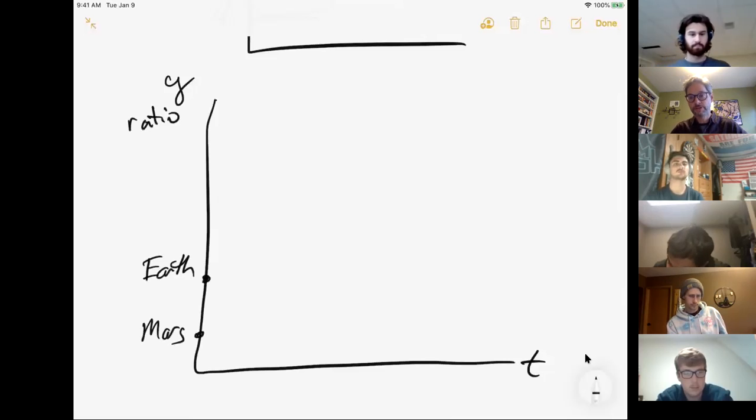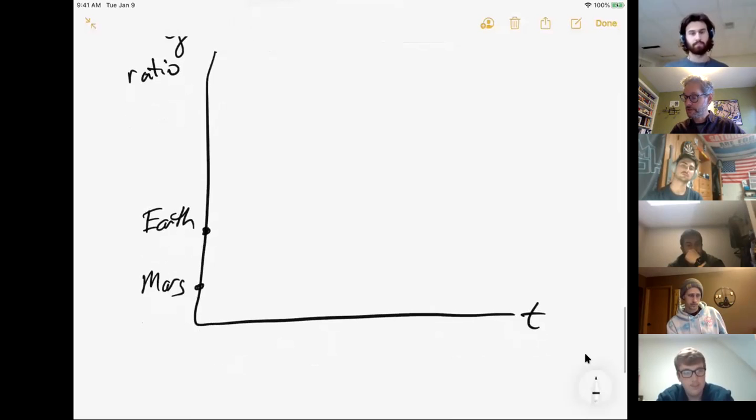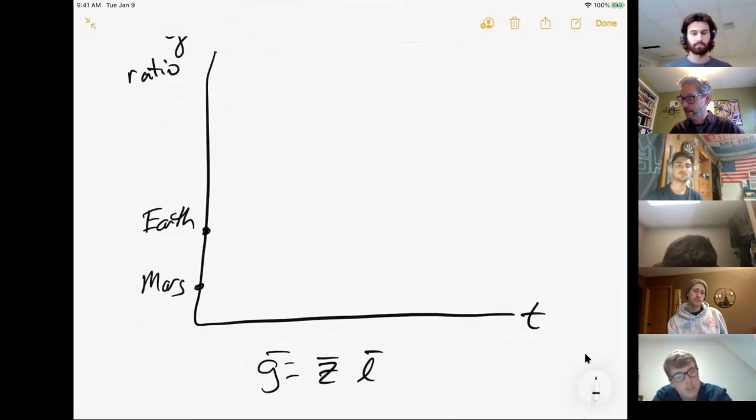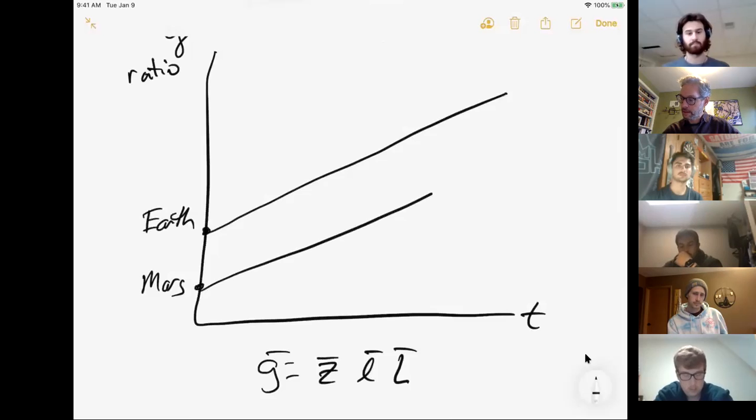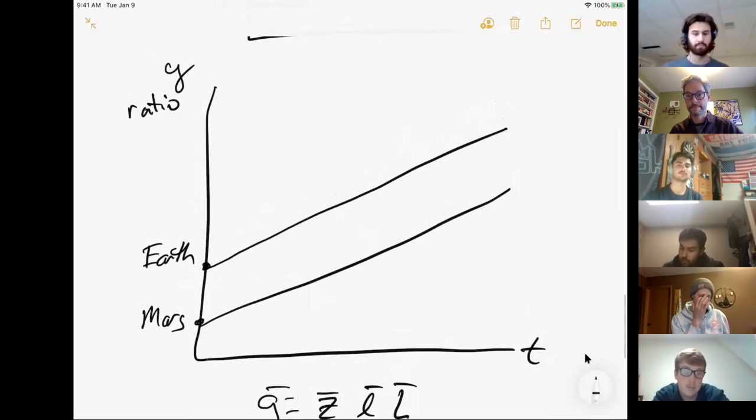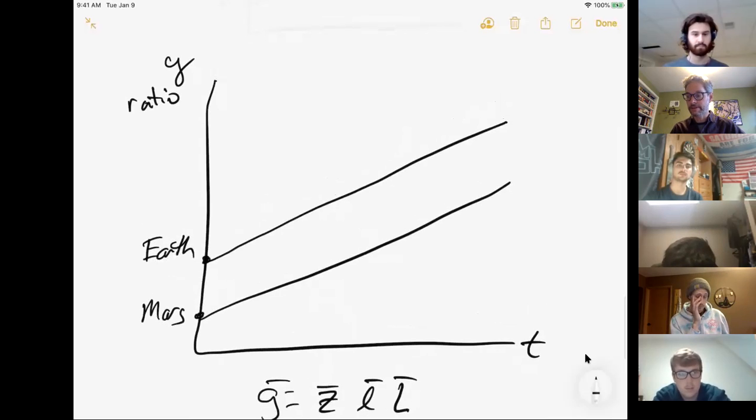Notice that Earth is going to be twice as rich as Mars at the beginning. Why? Because it has twice as many ideas. So in the simple Romer model, if you have twice as many ideas, you're going to be twice as rich. But the thing is, these two countries have the same growth rate. They have the same Z, they have the same L, and they have the same little l. So they're going to grow at the same rate. In other words, on a ratio scale, this is going to be linear growth, okay? But the key here is ratio scale, right?